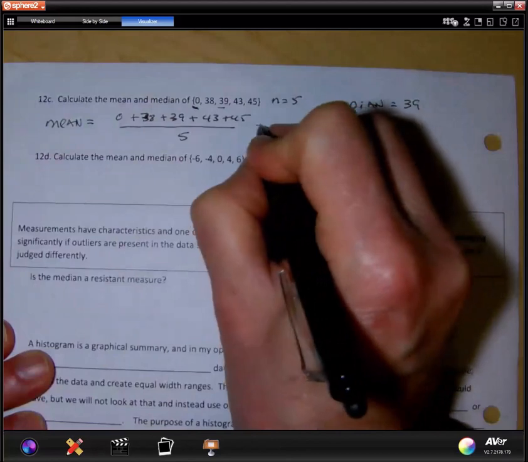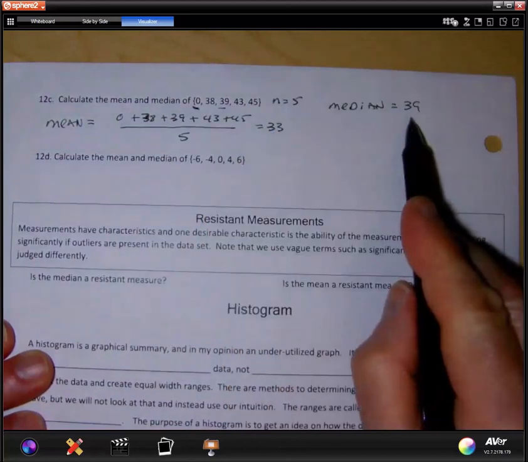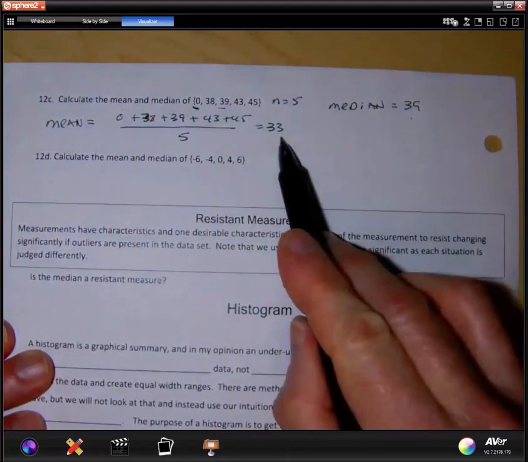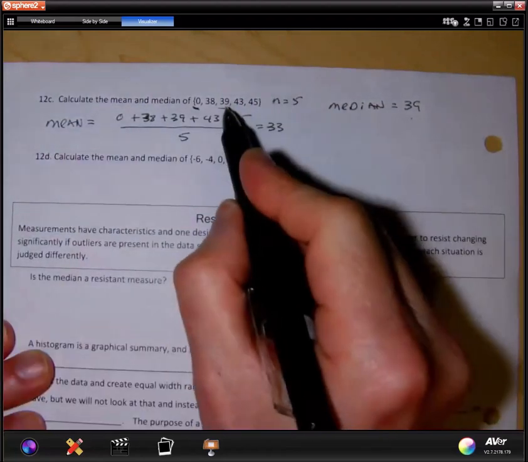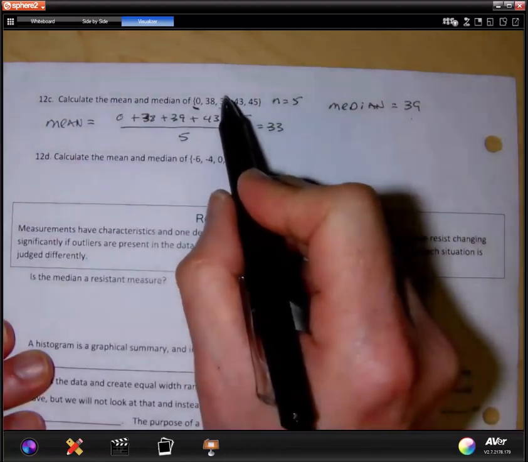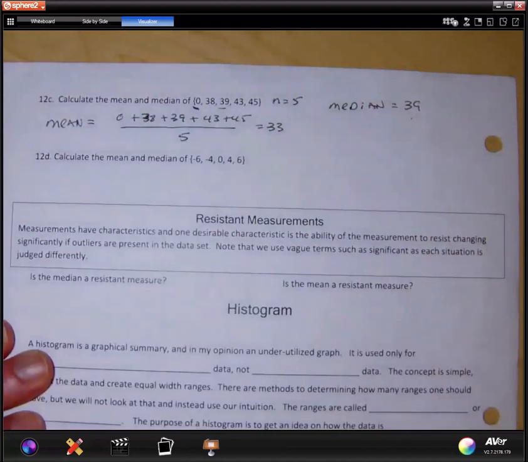And I get the number 33. The median hasn't changed. It's 39. The mean now is lower than the median, 33. Not too far apart. But again, that's just telling me that the distribution around the median is not that evenly distributed as well, but not so bad. Not like the previous example that we just did.